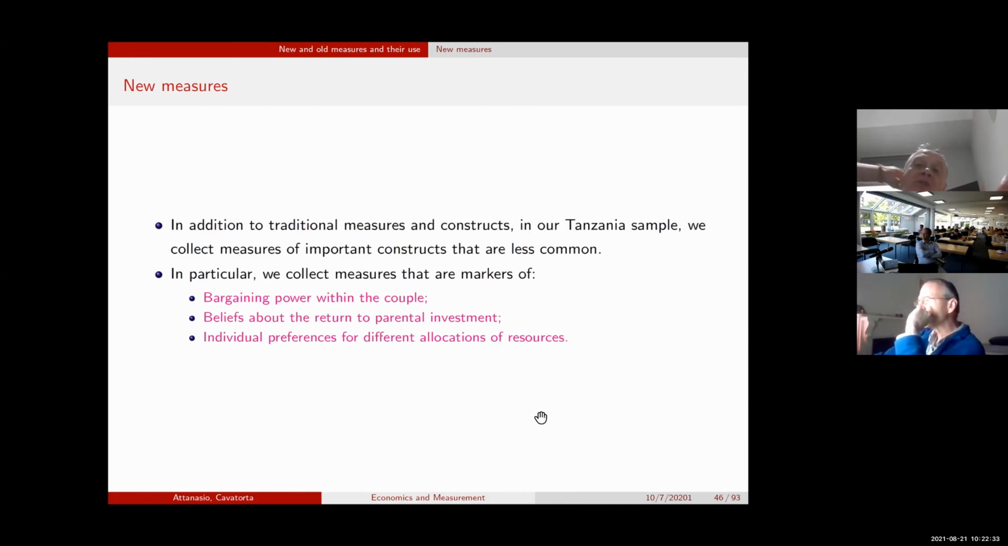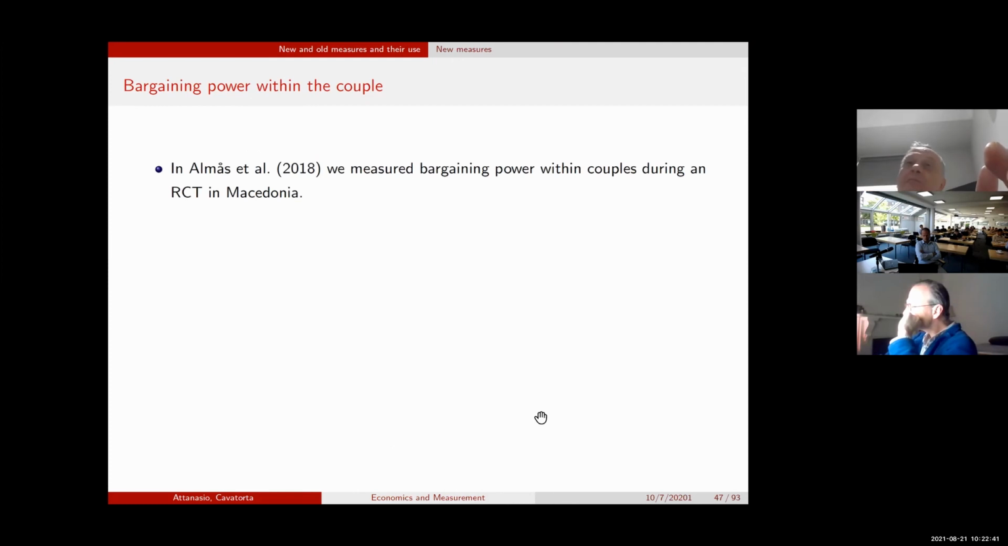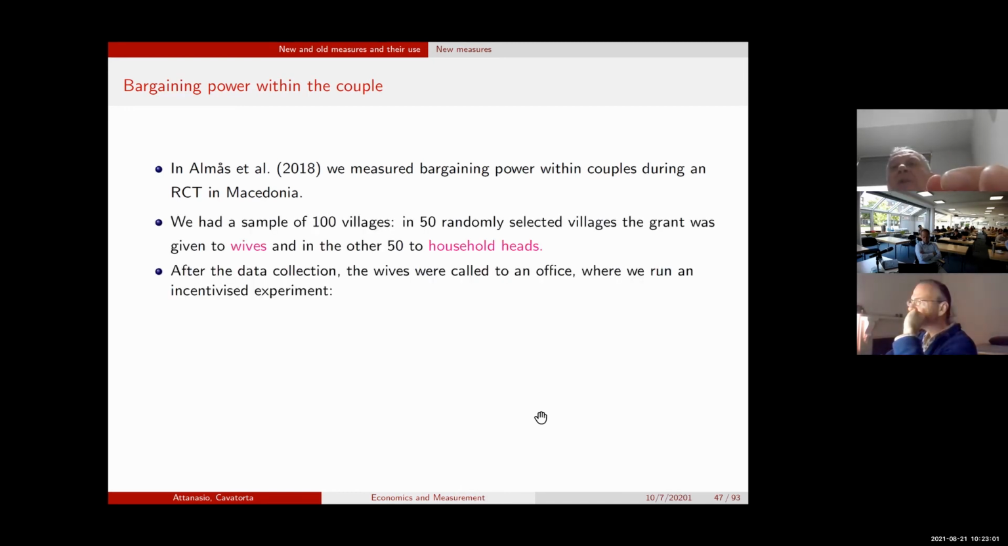And then in addition to that, we did a bunch of stuff, and I'll show you some information on bargaining power, on beliefs, and on individual preferences. The bargaining power was primarily work that I did with Pedro Carneiro, Alex Armand, and Linda Almas. The paper was published in 2018 in the EJ. We measured bargaining power within a couple in Macedonia within an RCT. There, we had a sample of 100 villages. This was the evaluation of a conditional cash transfer program. In 50 villages, the money was given to the wives, and in 50 villages, the money was given to the husband.